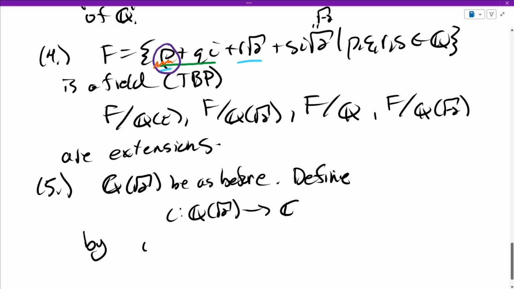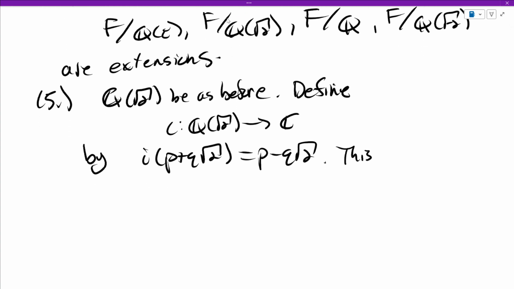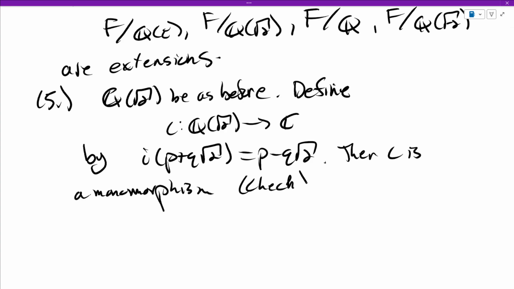We're going to define this by iota of p plus q root 2 is p minus q root 2. Okay. This is a monomorphism. Iota is a monomorphism. And I leave that to you to check. It's good practice. But it's not just inclusion. It's sort of do a conjugation type operation on the root 2 part and then include. And that's fine. But is it really different than inclusion? Well, yeah, as a function it's different, but is the image of iota different than just Q adjoin root 2 in C? And of course the answer is no.